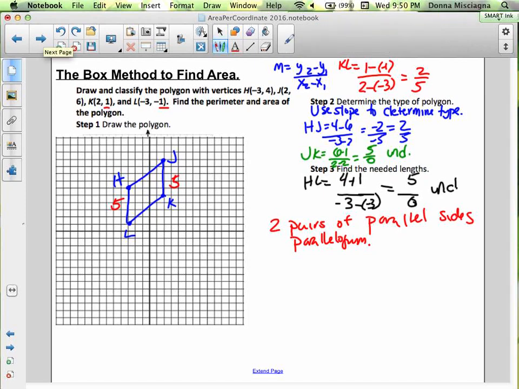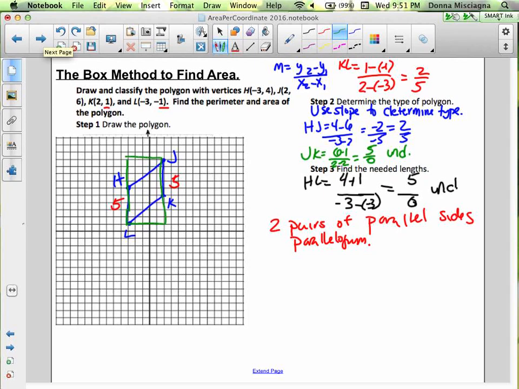Switch pens here. So we finished finding the perimeter. Now we want to box our figure. All right, so notice I have to go down low enough to capture that lowest point, as well as high enough to capture that upper point.